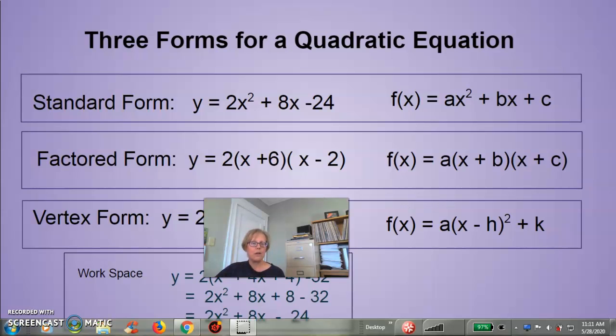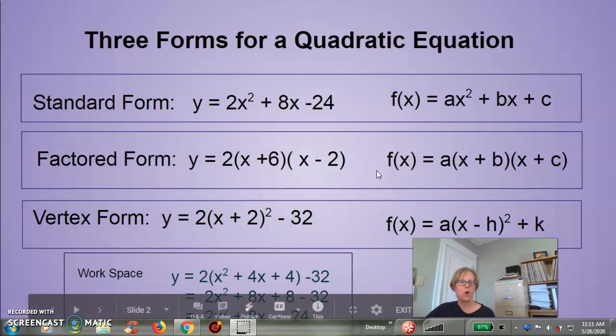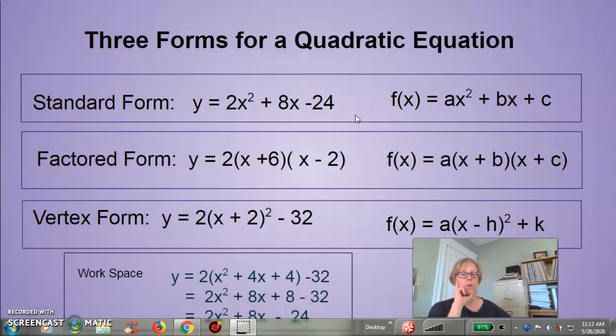All right, so right here you can see that we have three different forms for equations that are the same. The standard form for the equation is y equals 2x squared plus 8x minus 24. Over here I have it in algebraic format and in function notation. So that's one that we're used to. We've been doing a lot of work on factoring. Right here, y equals 2 times (x plus 6) times (x minus 2) is the factored form for this equation. Again, you can see it in algebraic format here.